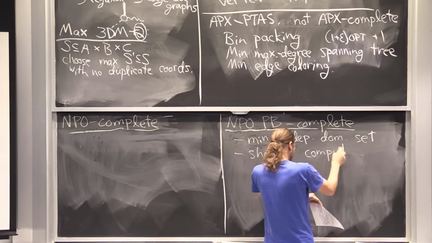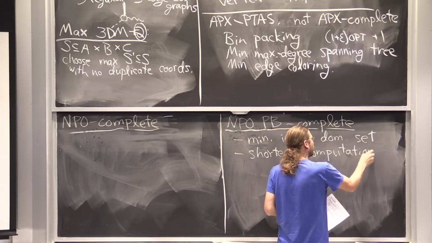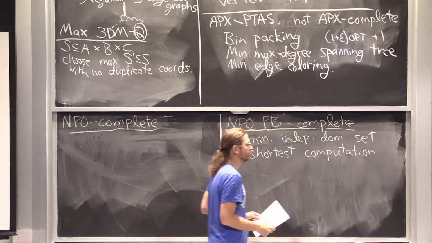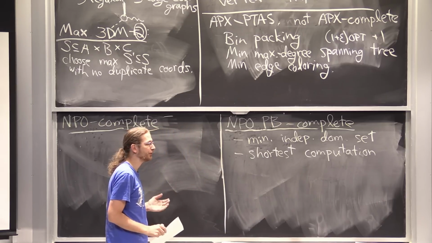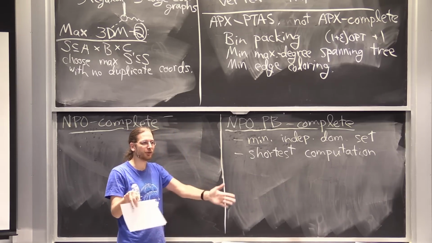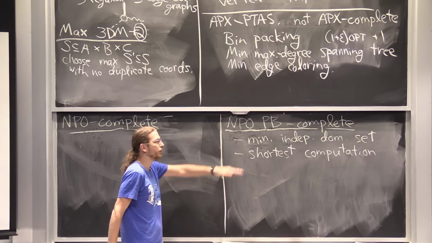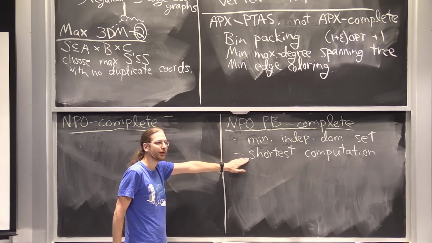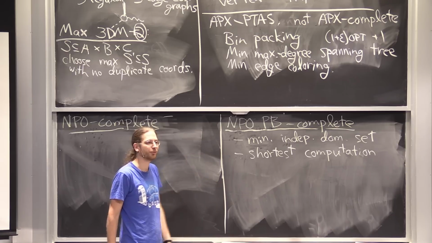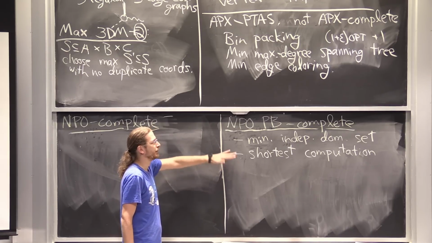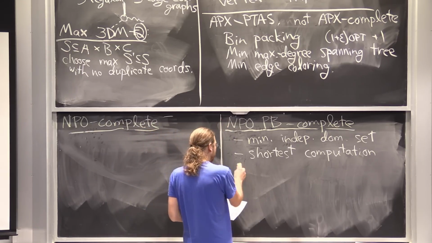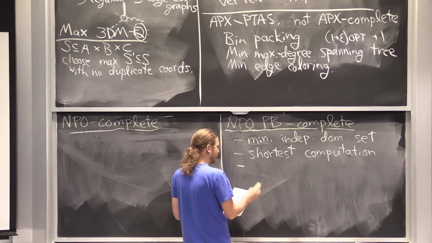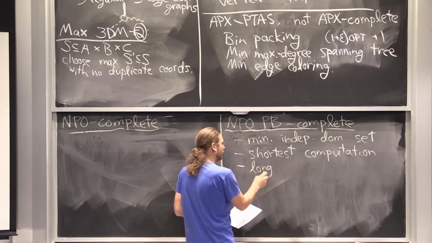Another fun problem is shortest computation. This is sort of the most intuitive one at a certain level. If you know Turing machines, and you have a non-deterministic Turing machine, which can take non-deterministic branches, you want to find the computation in such a machine that terminates the earliest, using the fewest steps. So you might think of that as a canonical NPO-PB problem. There's no numbers in it, but you can imagine that's super hard to do.